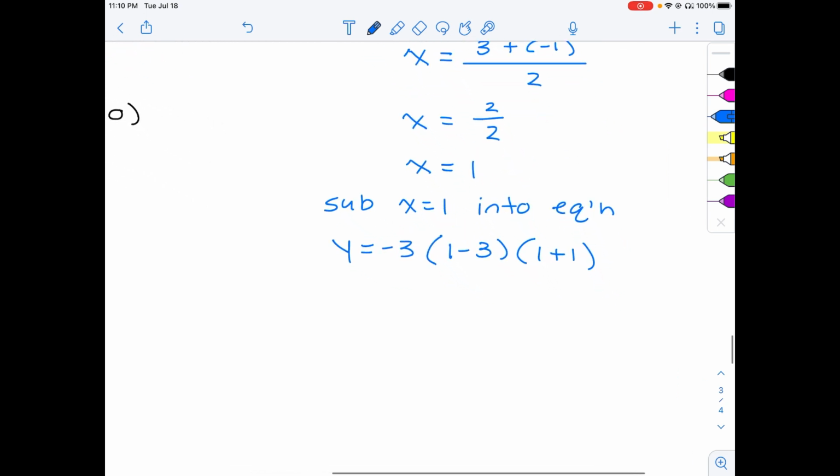A lot of times I see students look at this and they can sub the value in and then they think, how do I calculate this? It's just bad math. Okay, so simplify in both the brackets first and then you're just multiplying.